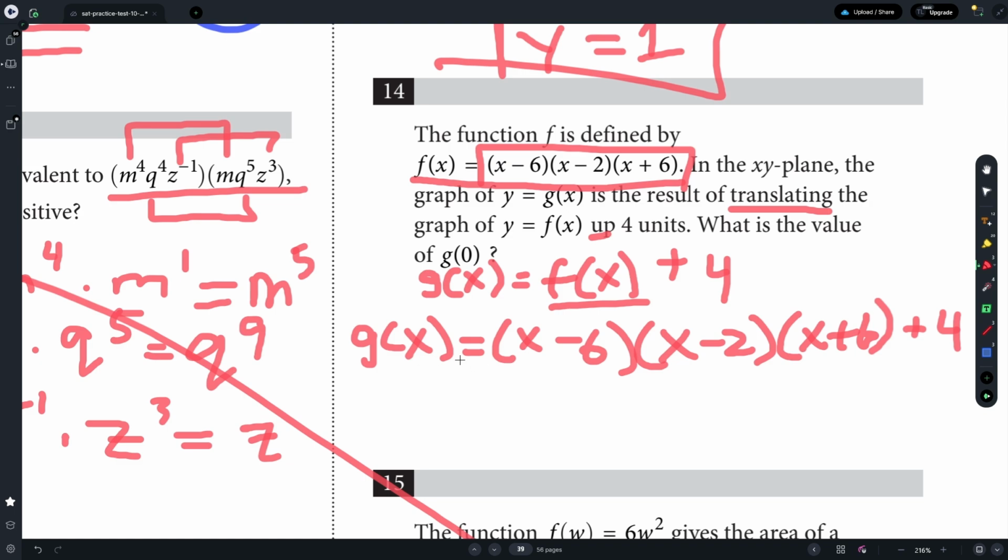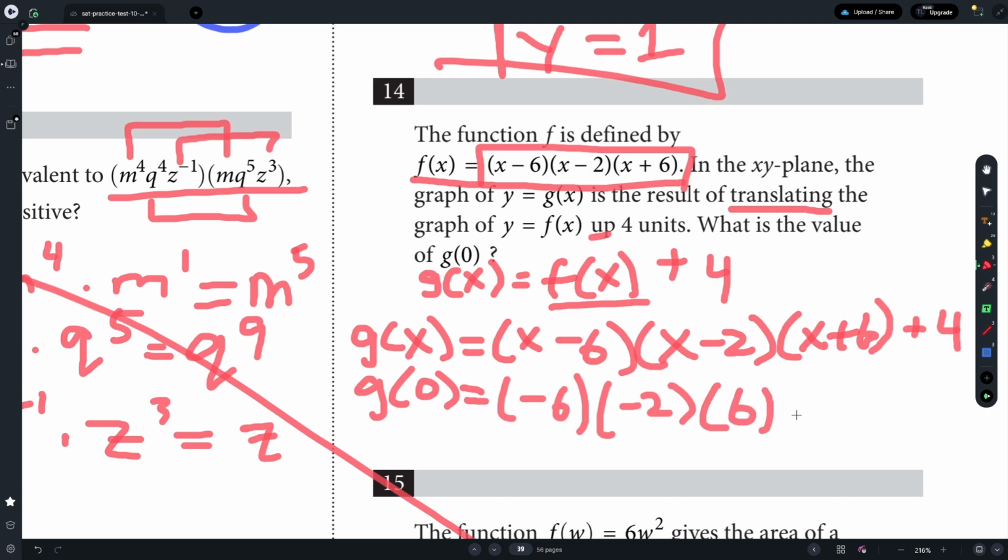Now they're asking for what is g of 0. Now we discussed before, if it asked for g of something, you would just substitute the x with whatever value is in here. So they're asking for 0. So we substitute 0, and it would be 0 minus 6, which is negative 6, times 0 minus 2, which is negative 2, times 0 plus 6, which is 6, plus 4, right? There's no x value here.